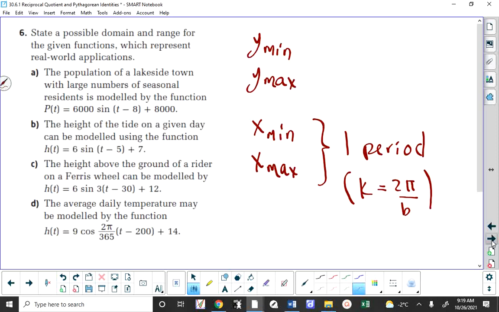The minimum is going to be your vertical displacement minus your amplitude, and the maximum is going to be your vertical displacement plus your amplitude. And I have capital A for amplitude because if little a, the parameter in the equation, is negative, that's not the amplitude. You need to get rid of it. And we talked yesterday about the fact that, for example, in this question we're looking at, the minimum value of the function would be 2,000 because the middle of the graph is at 8,000.